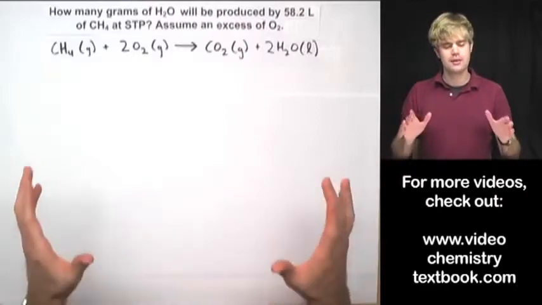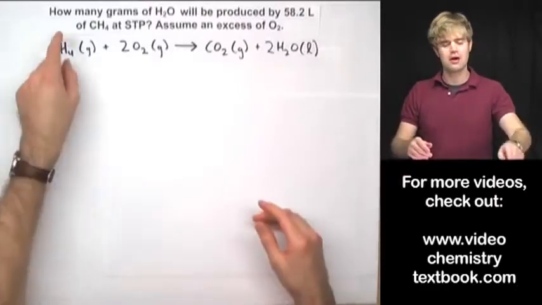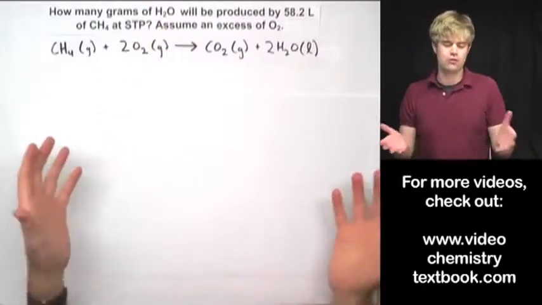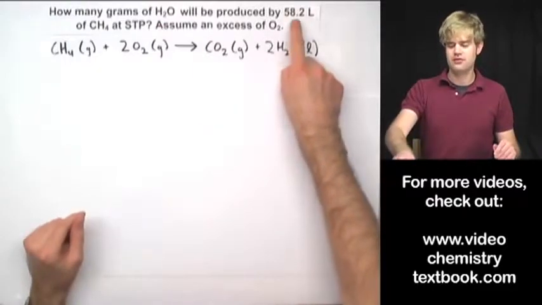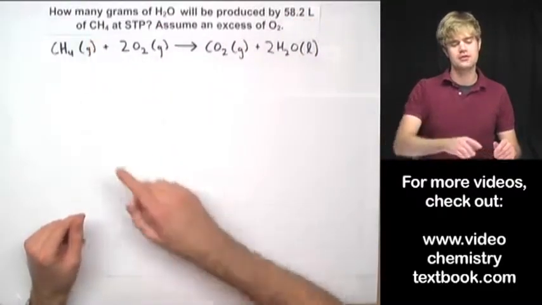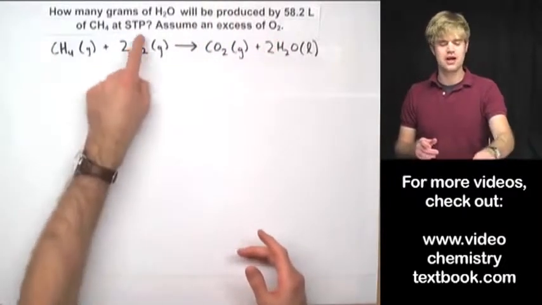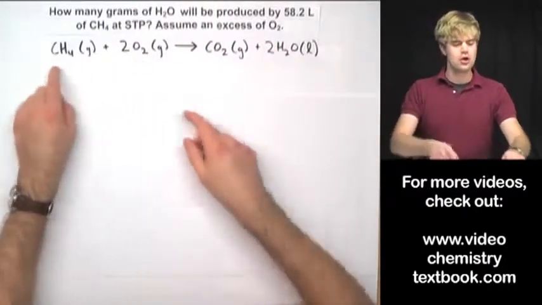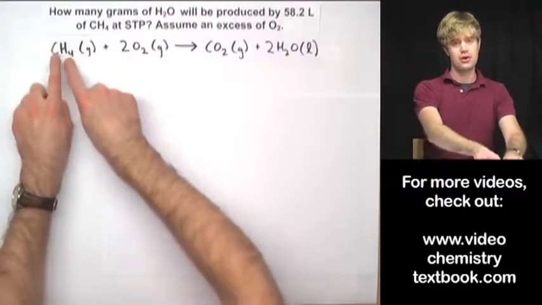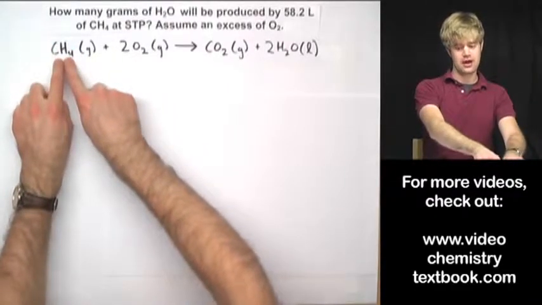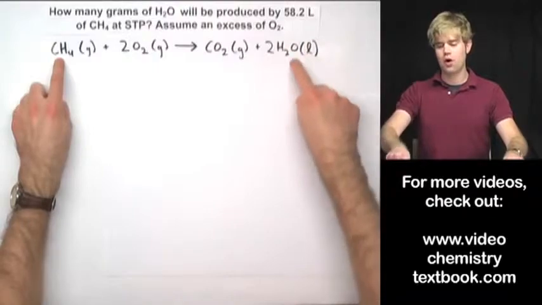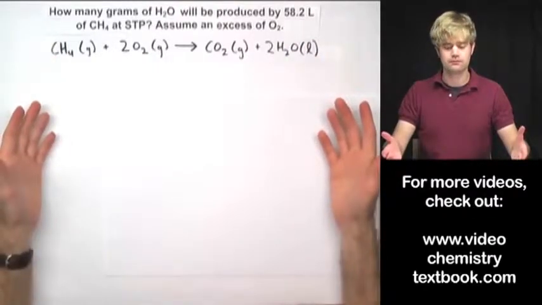The question that I'm working with here is how many grams of H2O, of water, will be produced by 58.2 liters of CH4 at STP. Assume an excess of O2, which means I have all of the oxygen gas that I want. So I have a certain amount of methane, or natural gas, that I'm putting in, and I want to know how much water I'm going to be getting out of it.